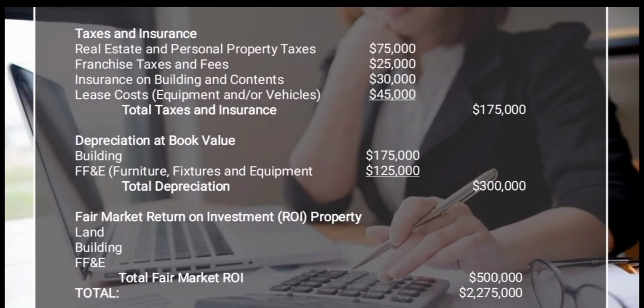For the next slide, we have taxes, insurance, etc. The items under this classification are self-explanatory. For the given example, we have real estate and personal property taxes, franchise taxes and fees, insurance on building and contents, lease cost from the equipment or vehicles. For the total taxes and insurance, we have $175,000.